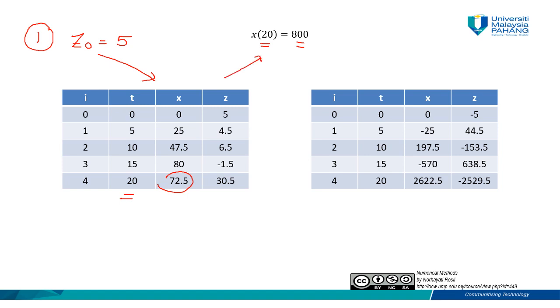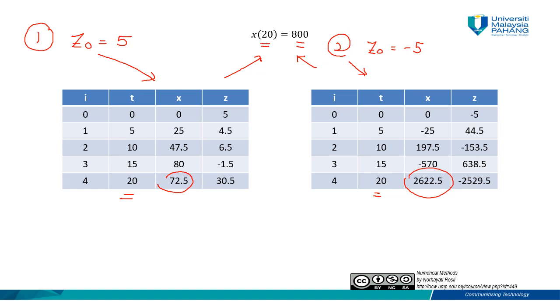So we need to proceed to the next calculation, where we use the second initial guess, z0 is equal to minus 5. Again, we solve our problem by using Euler for a system, and I present my answer in this table. When t is equal to 20, this is my x, which overshoots our condition. Because of that, we need to use linear extrapolation to find the new initial guess.